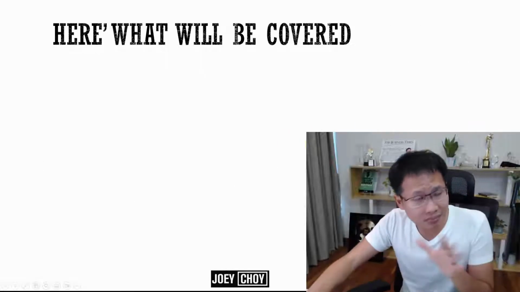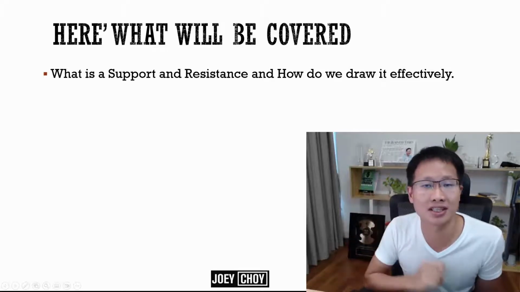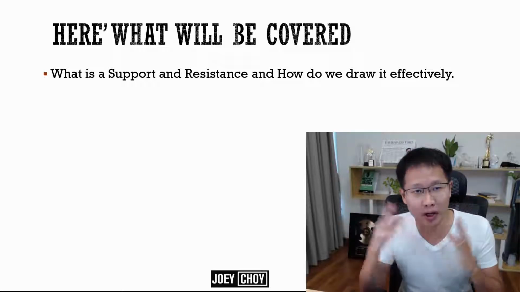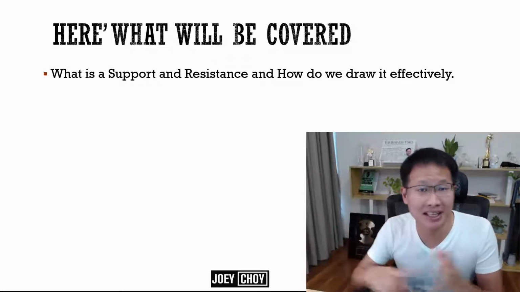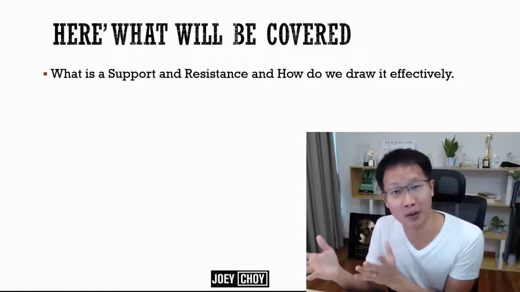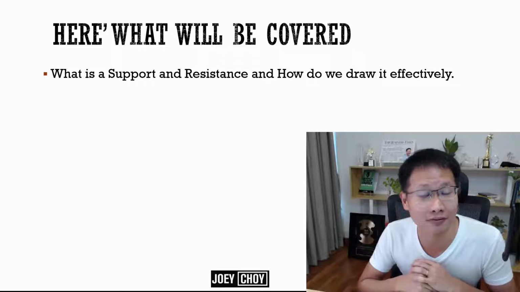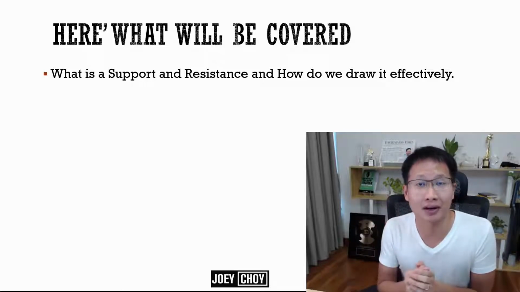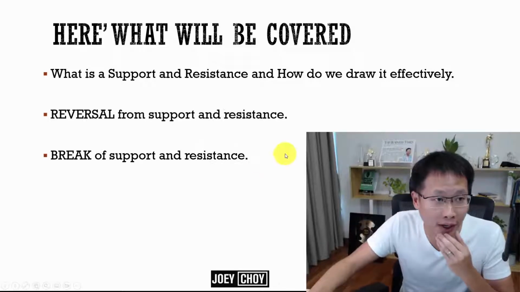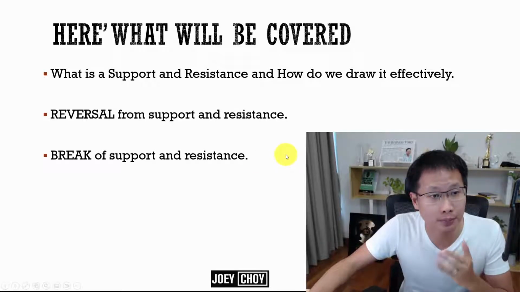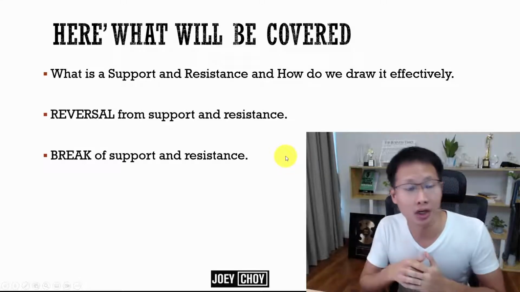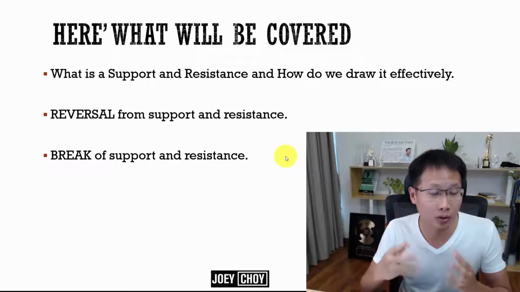Let's dive into what we'll be covering. What is support and resistance, and how do we draw it effectively? So many times I see people drawing horizontal lines or many lines all over their chart. There are just so many lines that you have no idea what to do with the stock. So I'll show you how to draw it effectively so that it makes sense, and how you position yourself based on those lines. We also look at reversal from support and resistance, and the break of support and resistance. When is it most likely to reverse? When is it most likely to break? That's what we'll cover as well.